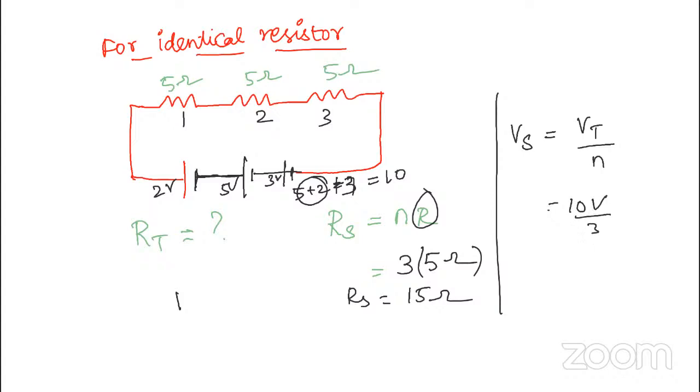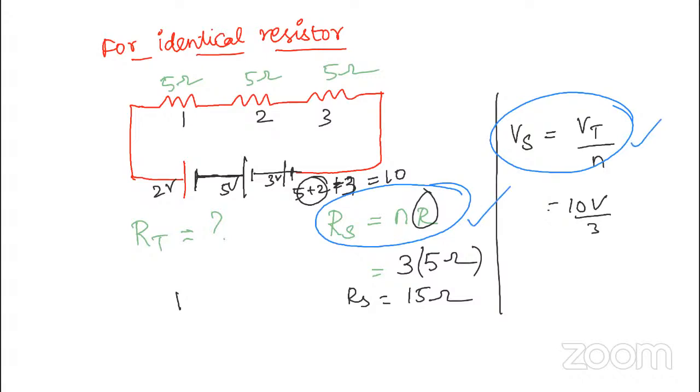We are going to work out all such problems. The important formulas we saw in the previous class are RS which is equal to N into R, and VS which is equal to VT by N. Using these we are going to solve problems. We have to work out many such problems, so let us see them all. So these are the formulas for the series condition.